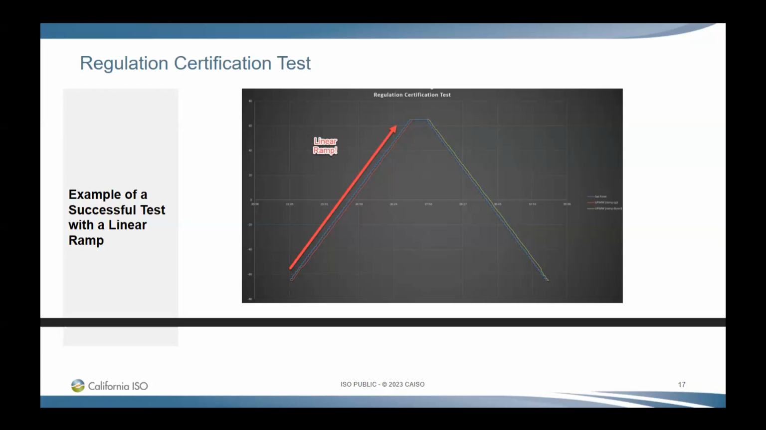And the resource responded as expected, linearly, as the instructions were received. You could see here, if this is what your test looks like, it means that your resource never stepped above its expected ramp rate during that test. So this is what you want your test results to look like for the tests.